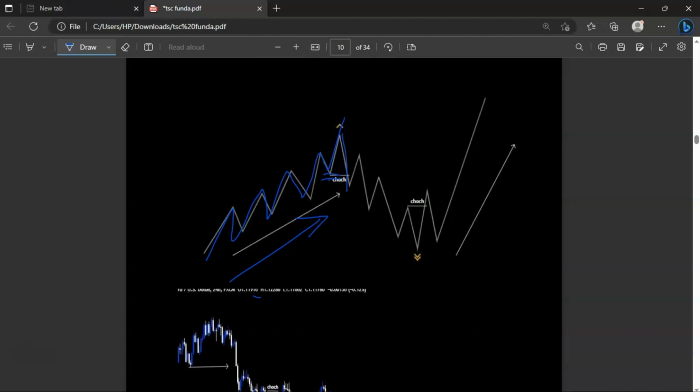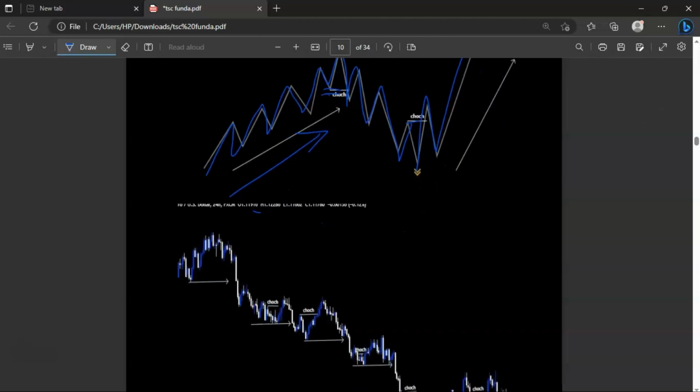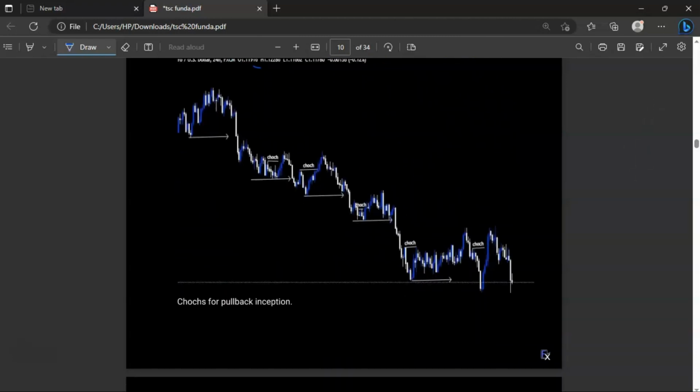It is an internal structure. That's a change of character. And price decides to take this move down. The same thing, you expect a change of character to continue with the bullish bias, like so. Let's proceed. Live shot example on a downtrend.